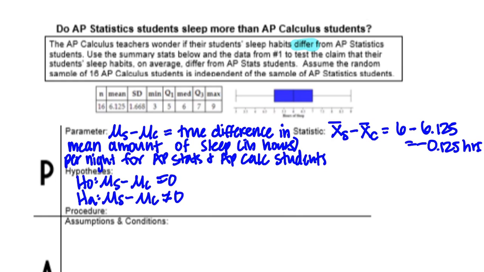Now this procedure, it'd be great if you came up with it on your own, but I'm going to tell you because I want you to get the name right. It's a 2 sample because we have stats and calc. T because it's mean. Test because we wonder, is there a difference, not what is the difference. Remember, is there evidence of a difference, then test, not what is the difference. So we have mu stats minus mu calc.